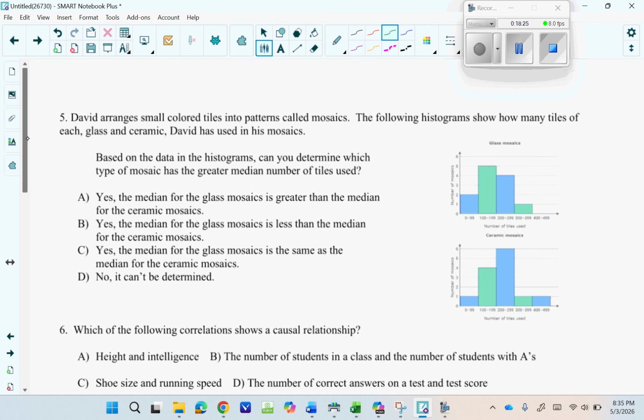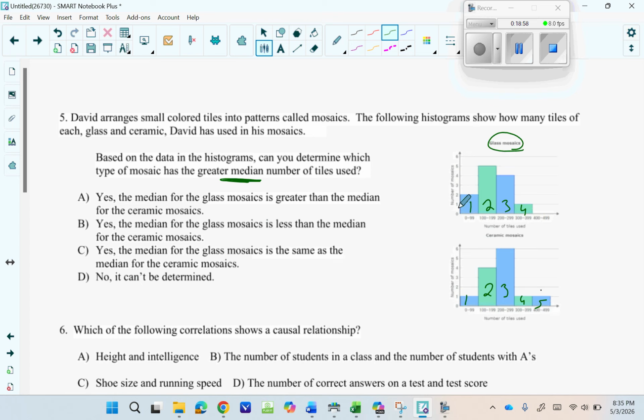So I'm looking at number 8. And this one is kind of a tricky one because it says which type of mosaic has a greater median. So we're trying to find that middle point. What I would do is call this 1 and this 2 and this 3 and this 4. And I'm going to do the same thing down here, 1, 2, 3, 4, 5. So these glass mosaics, I'm going to come up here.